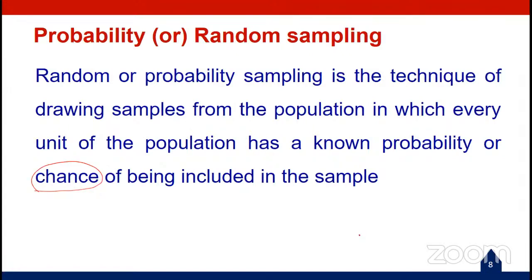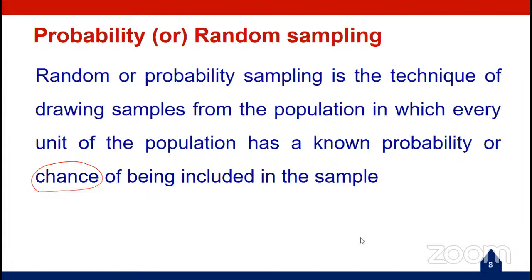Because of this, the advantage of random sampling is that it will minimize the selection bias, and also it enhances the representativeness. As there is no role played by the personal judgment or the preference of the researcher, if random sampling is done properly, it minimizes the selection bias, and also it will enhance the representativeness of the sample.